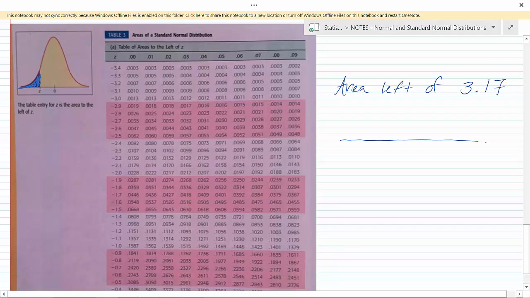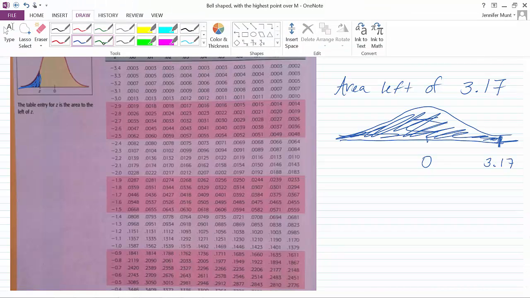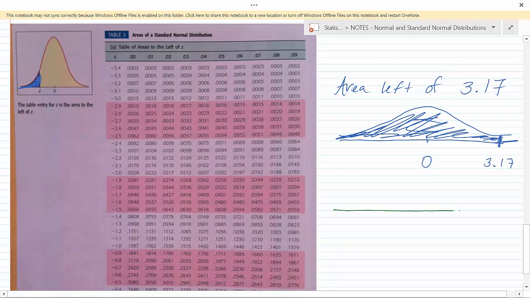So I'm going to draw my curve to get a visualization of it. Here's my mean with a z-score of 0. 3.17 is pretty far out there, and I want the area to the left of it. But my table can only tell me the area to the left of negative 3.17, which is way over here. So the table's only going to give me this area. How do those two things relate to each other?